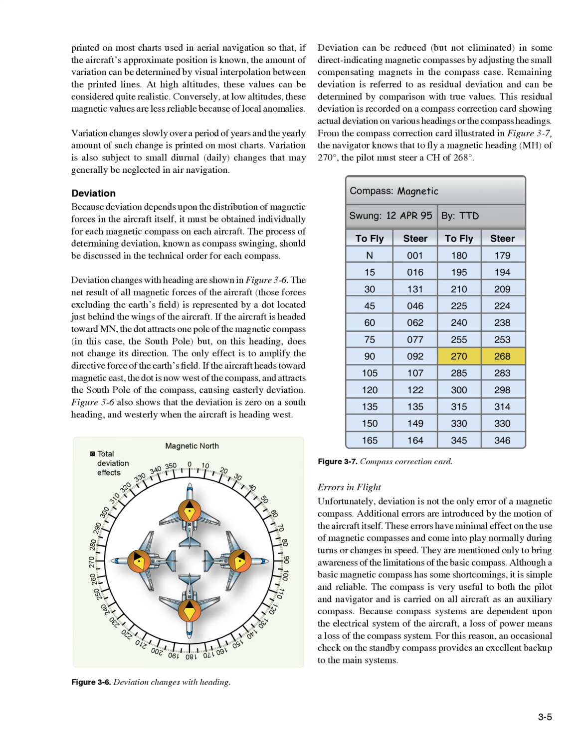If the aircraft heads toward magnetic east, the dot is now west of the compass, and attracts the south pole of the compass, causing easterly deviation. Figure 3.6 also shows that the deviation is 0 on a south heading, and westerly when the aircraft is heading west.